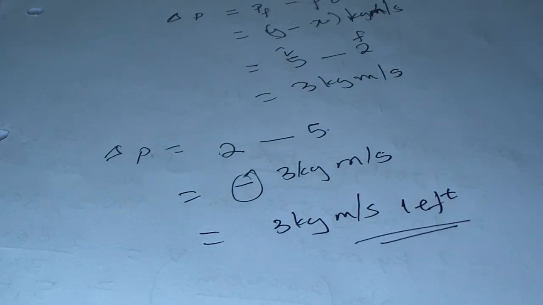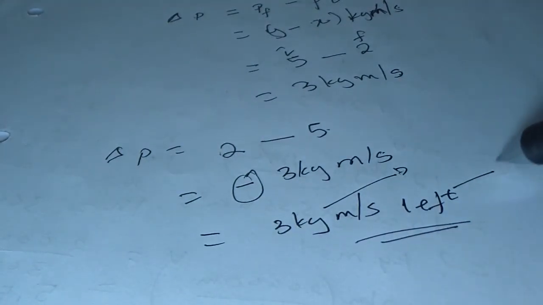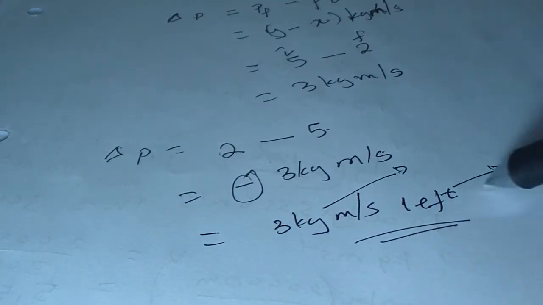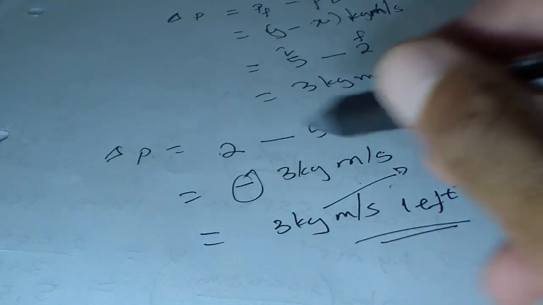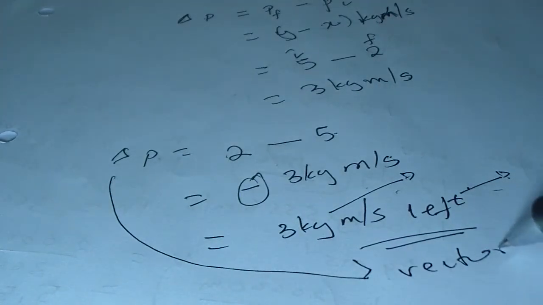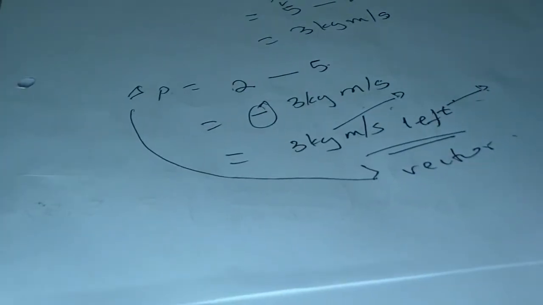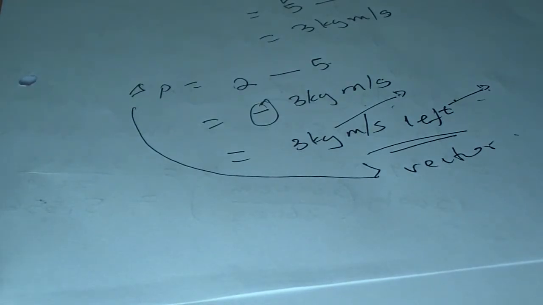Look what we have in this answer. We have got the magnitude, which is the size, and we also have the direction. Why are we having both magnitude and direction? Because momentum is a vector quantity. Momentum is a vector quantity. So in simpler terms, if I'm to ask you to illustrate this answer as a vector diagram.